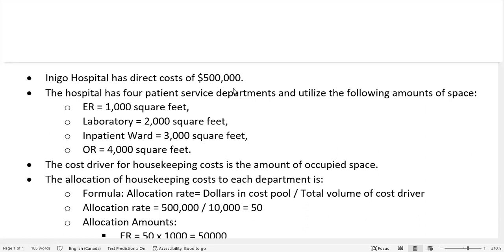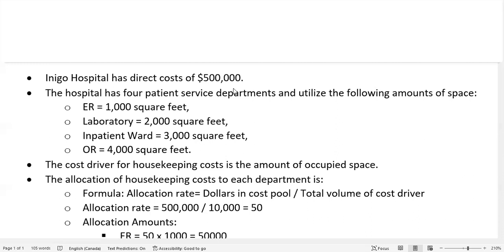So in this example, we have a hospital with 4 departments. Each department, you will see, you can note here the exact square feet, the space allocated for each department. Right? So ER, for example, is 1,000 square feet. The laboratory department has 2,000 square feet. Your inpatient ward has 3,000 square feet, and your OR has 4,000 square feet.